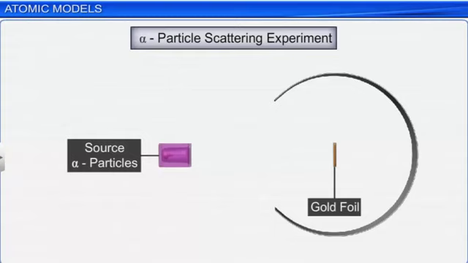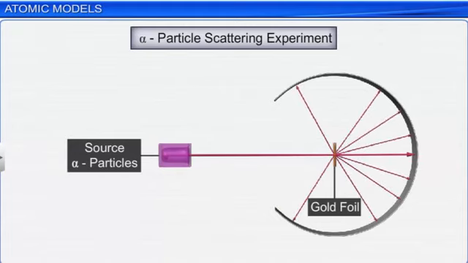However, the observations were quite contrary to these expectations. The following are the unexpected observations made in this experiment. Most of the alpha particles passed through the gold foil undeflected. A small fraction of the alpha particles were deflected by small angles. A few alpha particles were deflected by large angles. A very small amount of alpha particles, 1 in 20,000, were bounced back to the source, that is, nearly by 180 degrees.